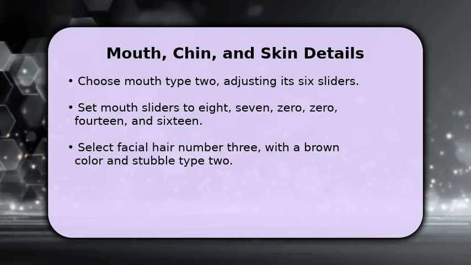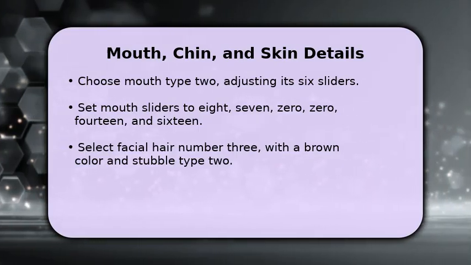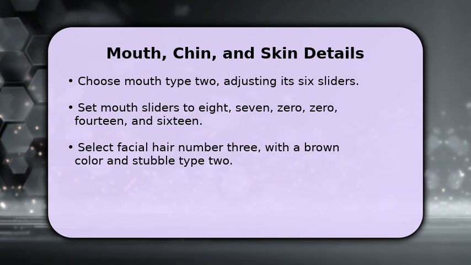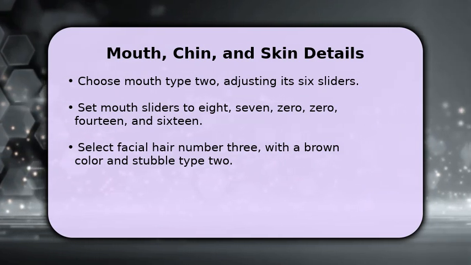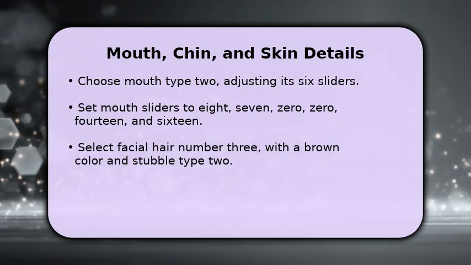For the mouth, select mouth type 2. Adjust its 6 sliders to 8, 7, 0, 0, 14, and 16. The upper and lower teeth settings are less critical and can be left as they are. Next, for facial hair, choose number 3, a brown color, and stubble type 2.